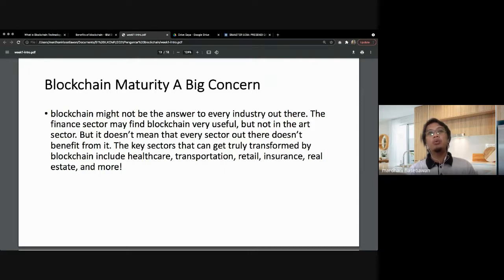But of course, we need to bring blockchain in as a transformation strategy, especially in healthcare, transportation, retail, insurance, real estate, and more. When we research and develop in those kinds of industries, I think the maturity will also increase. So I think that's a good point when we learn blockchain, that the maturity is still increasing, so we can catch up to the same level in the future.